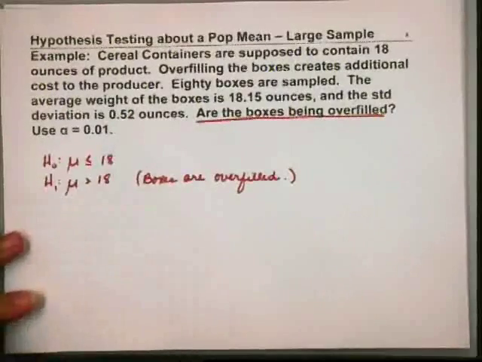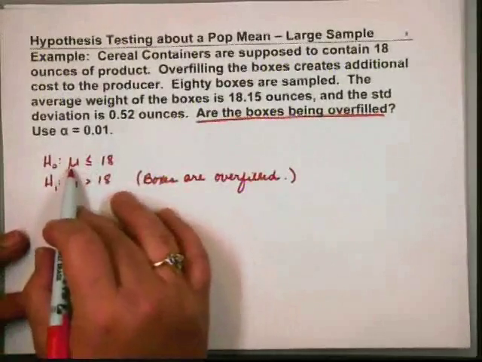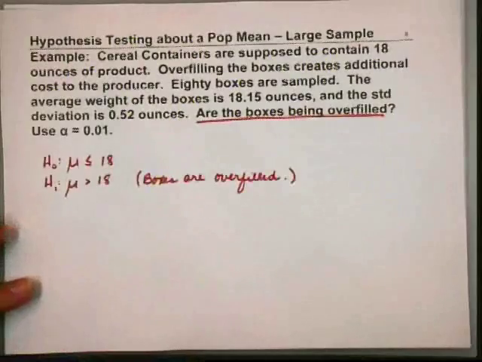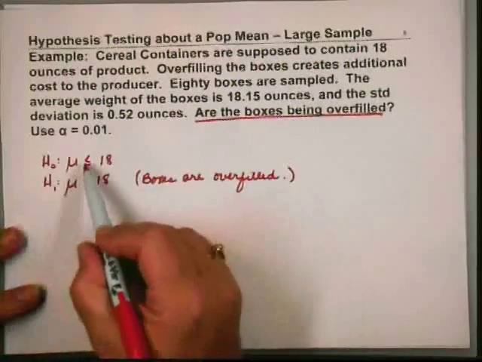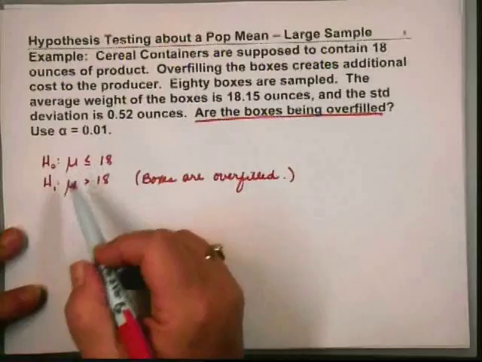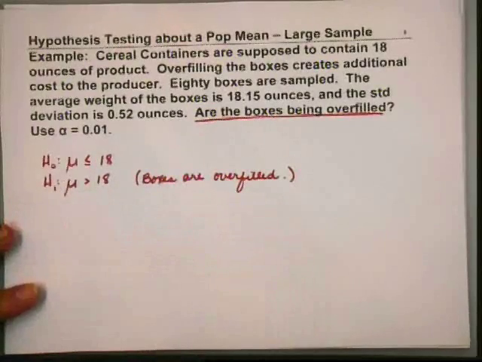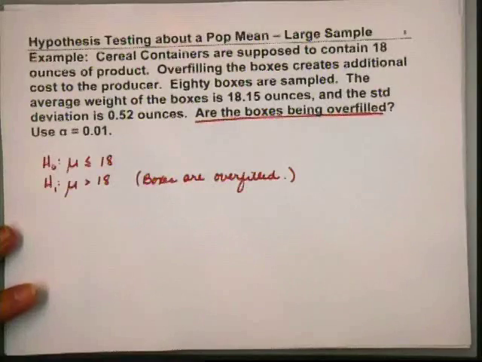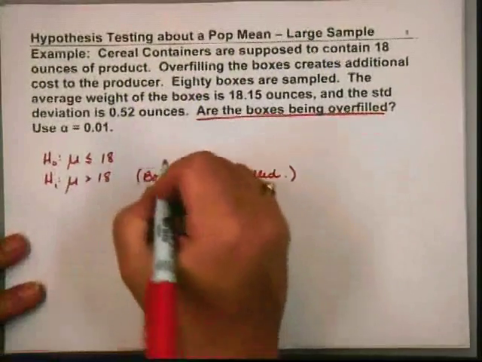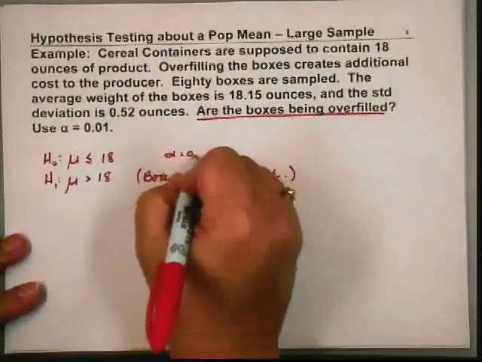In some references, they'll just write mu equals 18 always. Equality always goes in the null hypothesis. If you write the less than or equal to, that's okay too. But the null is the opposite condition. All right, so we're conducting our test at alpha equals 0.01.